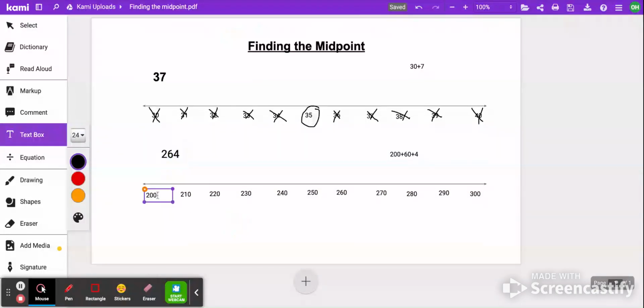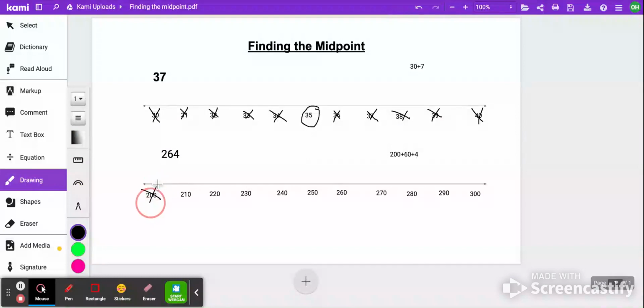All right, so now we're just going to alternate. We're going to start here with our first friendly number, which is 200. So I'm going to mark through that. I'm going to go all the way to the right. This was our other friendly number. And so I'll mark through that. And then I'll just alternate. Mark through 210. Mark through 290. 220. 280. Again, we're trying to find the number that is in the middle of our two friendly numbers, 200 and 300. And the number that is remaining, ta-da, is 250. All right, so there you go. That is the midpoint for the number 264.